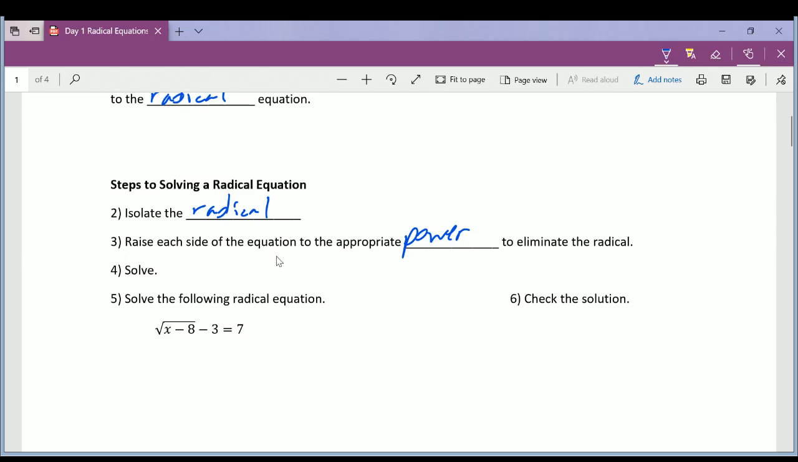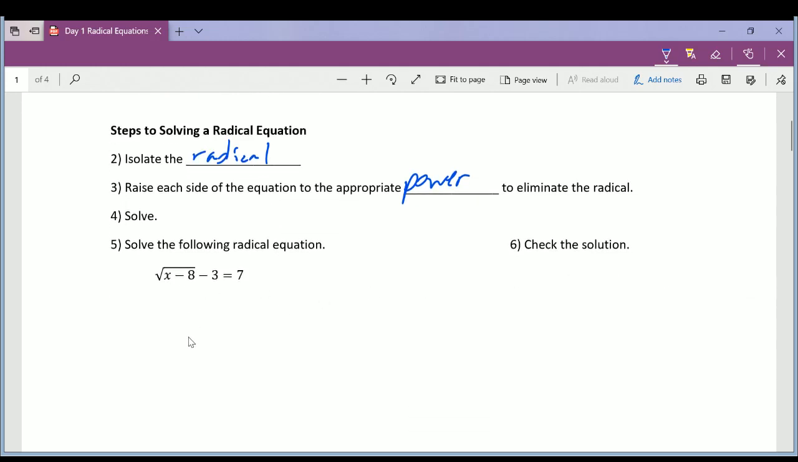Yeah, all the ones we're doing, the power is going to be 2. All right, so here's this guy right here. Remember, the first step is to get the radical by itself. This piece here is the radical, okay? Everything, the symbol, and all the stuff underneath it. So what we're going to want to do is get it alone by adding 3 to both sides.